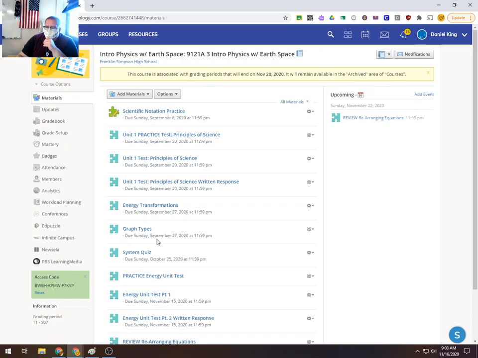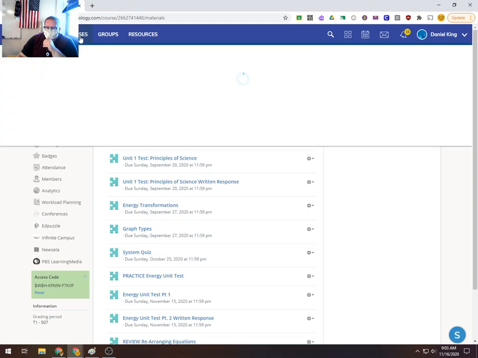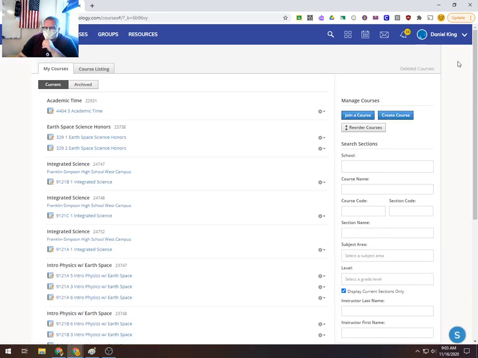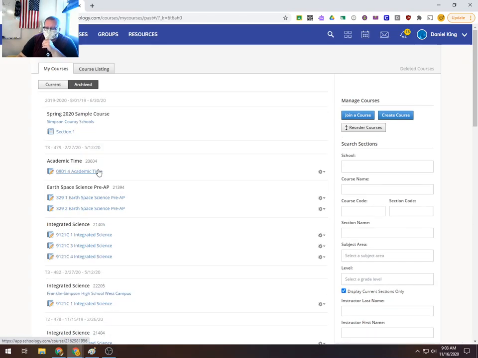So if you need to find this page, and this goes for any of your classes that are using Schoology, it automatically gets sent away. To find it, I think you have to go to Courses, hit My Courses, and then it'll say archives. See right here, current and archived. It'll be in the archive. I'm pretty sure you can still see everything. You just have to click on archive to get there.